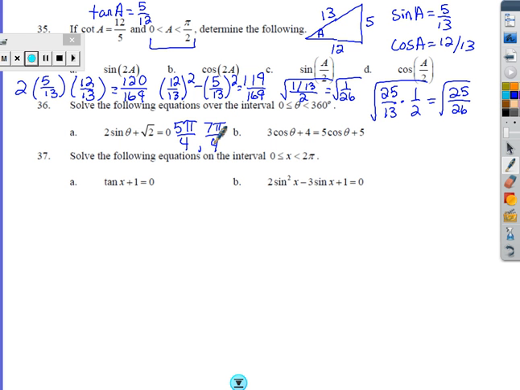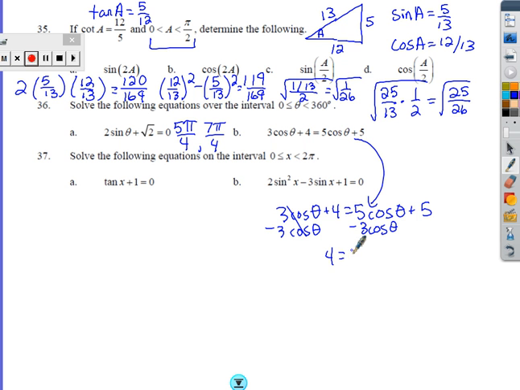Now the next one, I'll start out with 3 cosine theta plus 4 equals 5 cosine theta plus 5. And I'll start out by subtracting 3 cosine theta on both sides. So then I have 4 equals 2 cosine theta plus 5. Subtract 5 on both sides. So now I've got negative 1 equals 2 cosine theta. And you probably already guessed, we divide by 2. So I wind up with cosine theta equals negative 1/2.